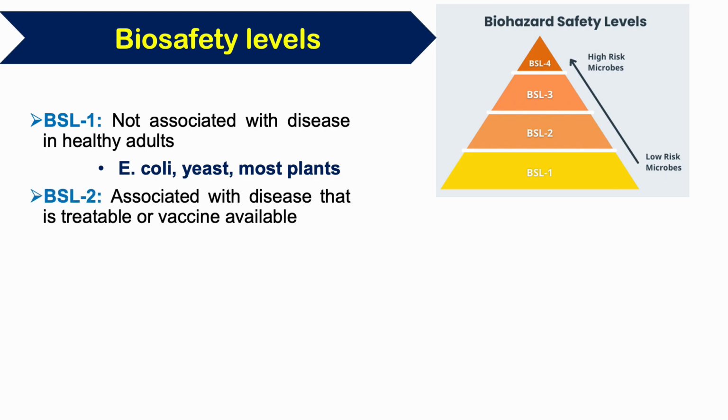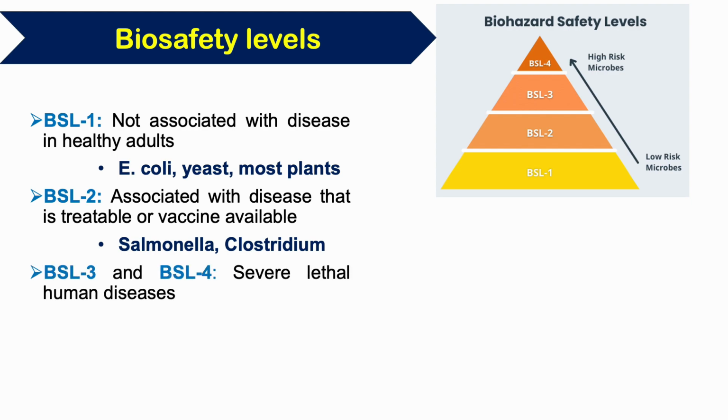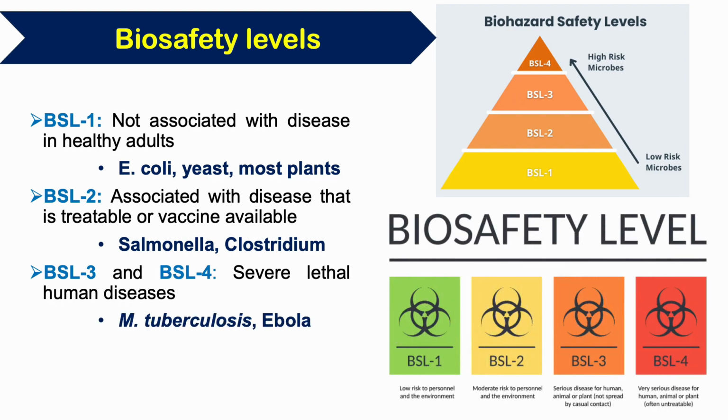And BSL2, these are associated with diseases that are treatable or for which vaccines are available. The common examples are Salmonella and Clostridium. And in BSL3 and BSL4, here we handle severe lethal human diseases. It includes Mycobacterium tuberculosis, Ebola, and many more. So these types of symbols are generally used for different biosafety levels.